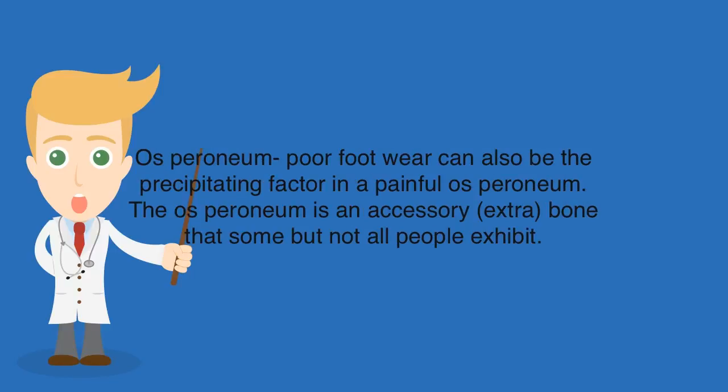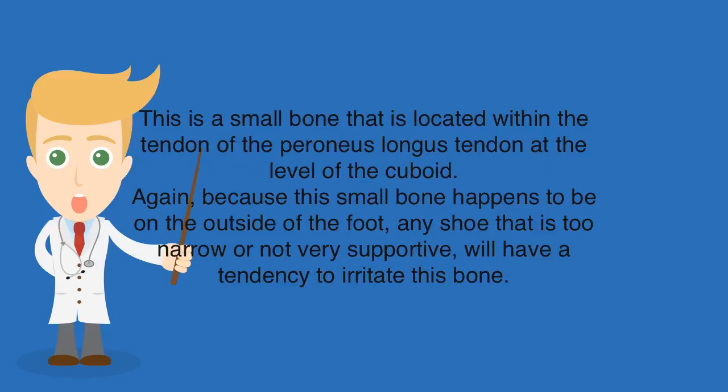Os peroneum. Poor footwear can also be the precipitating factor in a painful os peroneum. The os peroneum is an accessory, extra, bone that some but not all people exhibit. This is a small bone that is located within the tendon of the peroneus longus tendon at the level of the cuboid. Again, because this small bone happens to be on the outside of the foot, any shoe that is too narrow or not very supportive will have a tendency to irritate this bone.